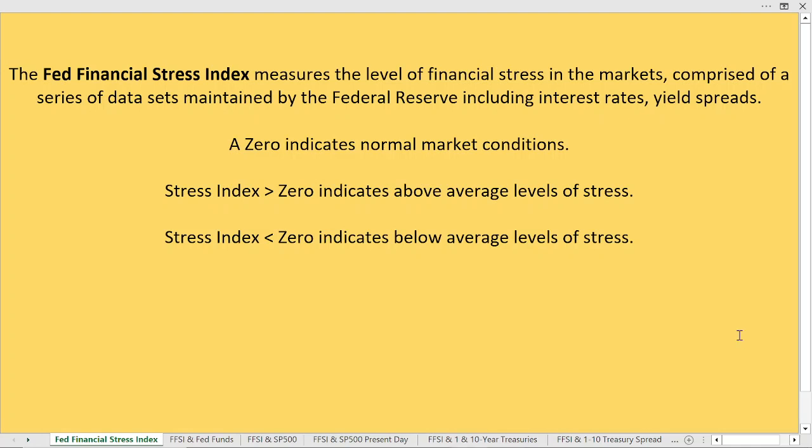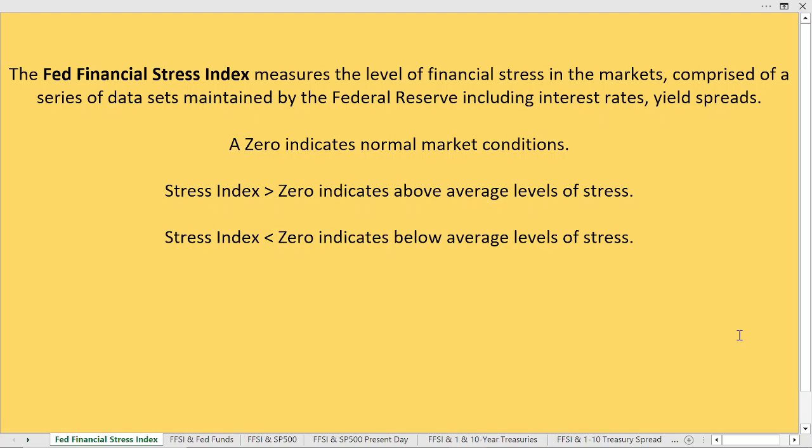Welcome back. Today we're going to talk about the Fed Financial Stress Index. It's a tool that's used by the Federal Reserve to measure the level of financial stress in the markets. It's comprised of a series of data sets maintained by the Federal Reserve. It includes a number of calculations based on interest rates and yield spreads.